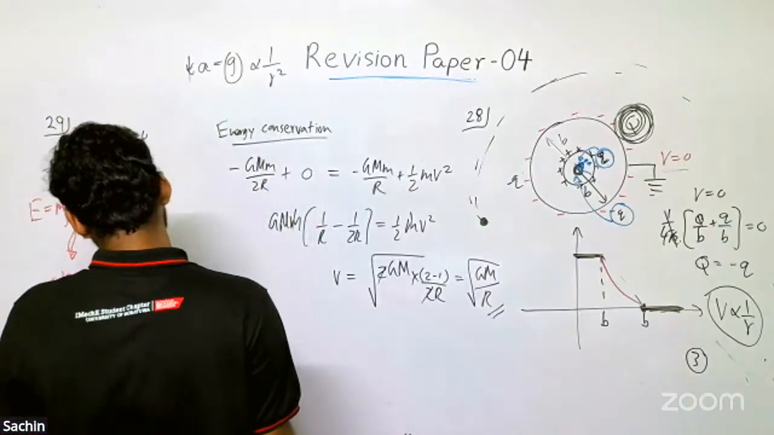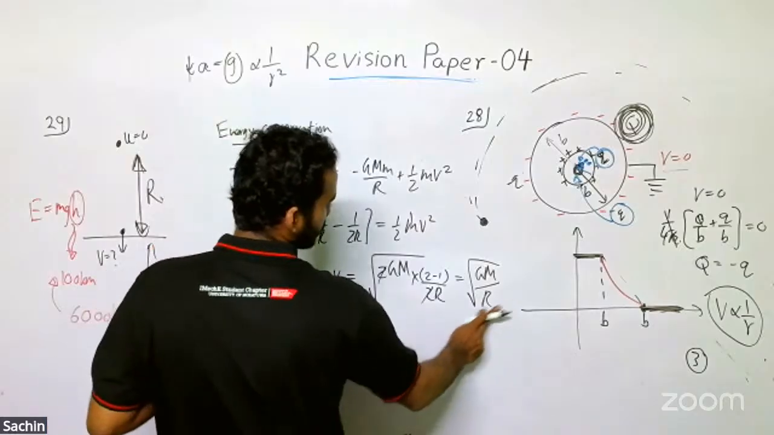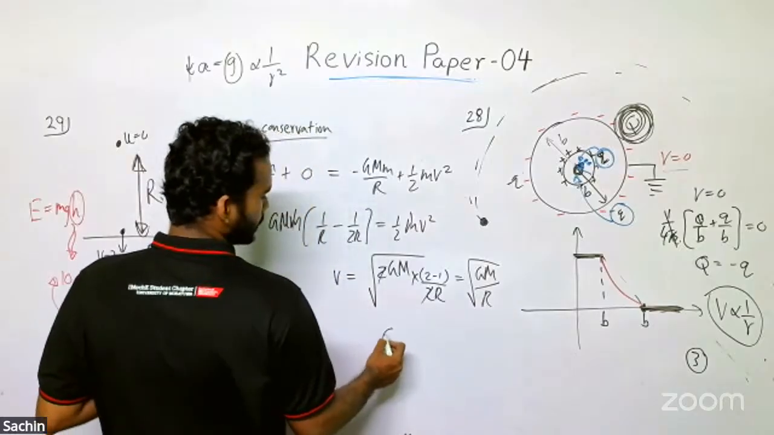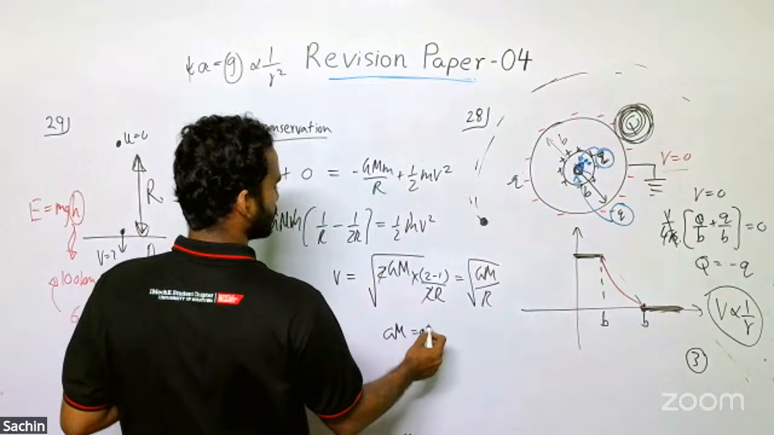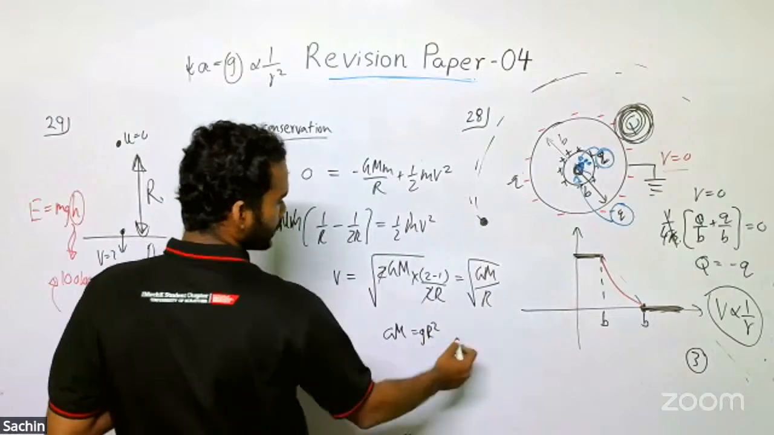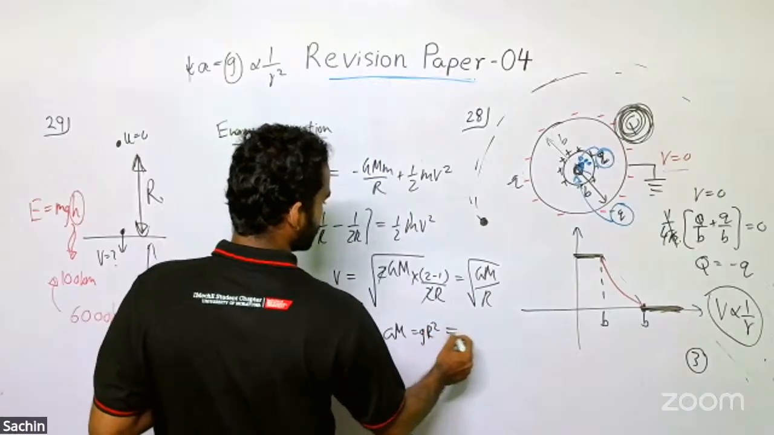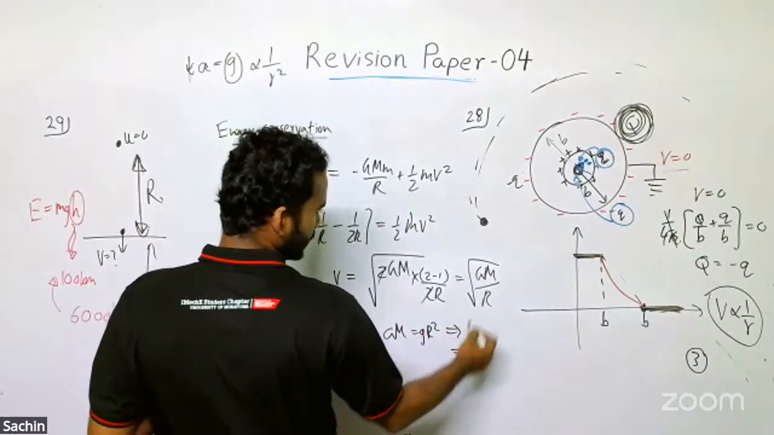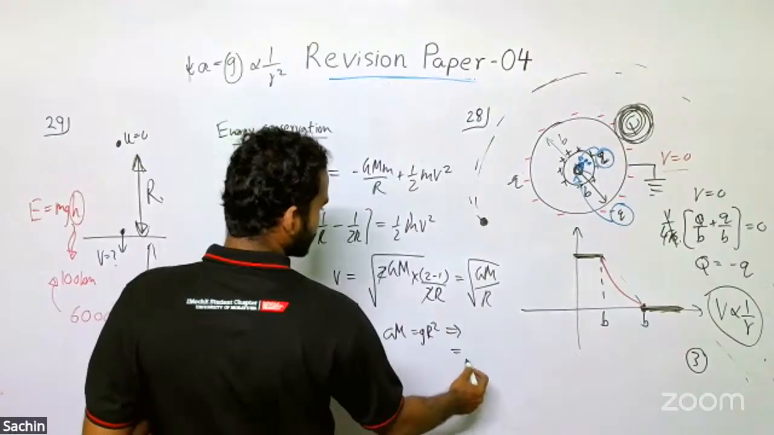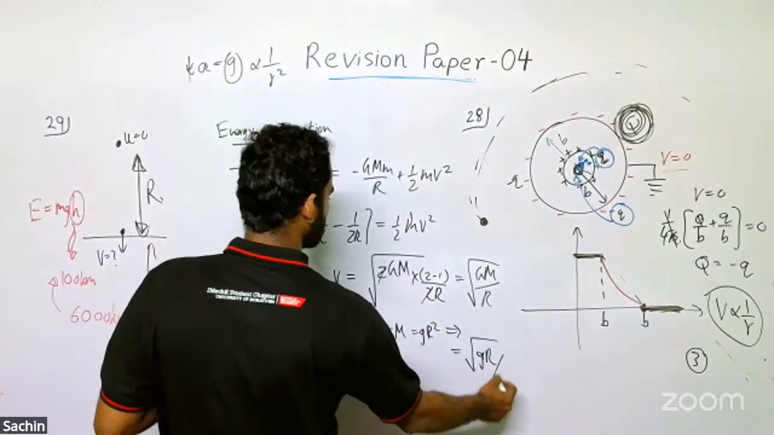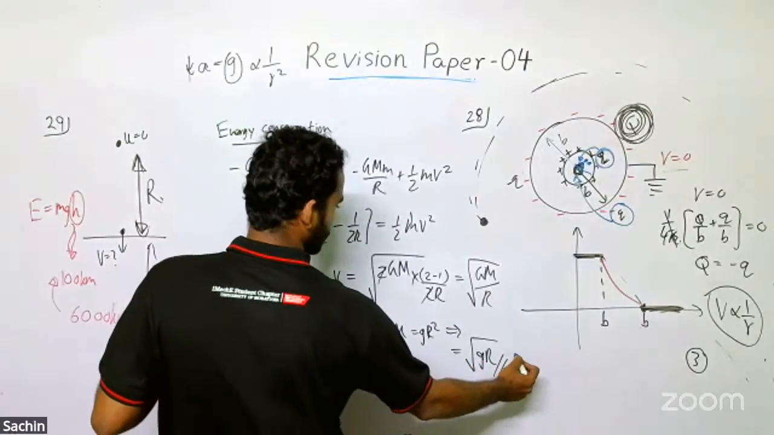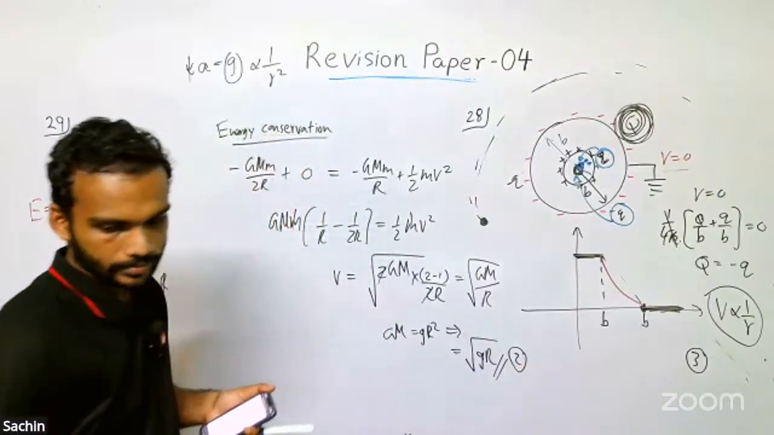So the capital M is not given. So when capital M is not given, what is the thing we normally do? GM is equal to gR squared, right? So when you do that, you will get, you have to do this here. There is one R squared that gets cancelled and it will be equal to square root gR. That is the second option. Okay.